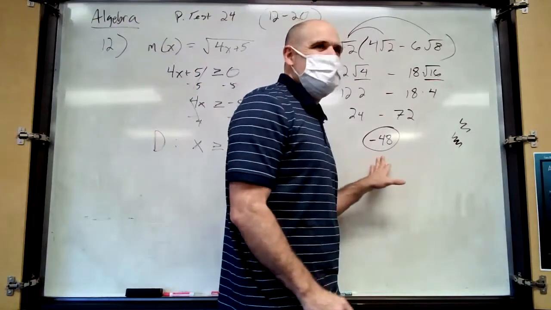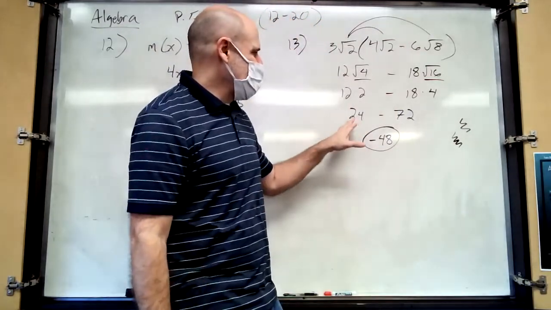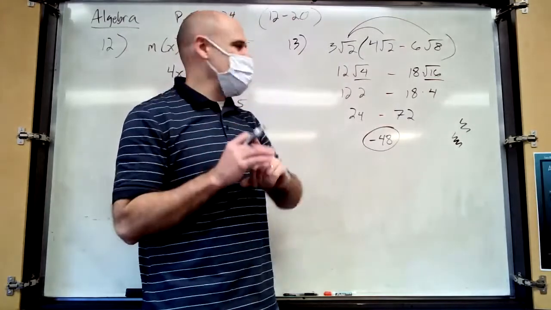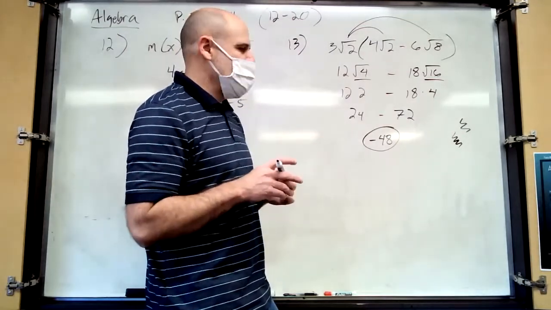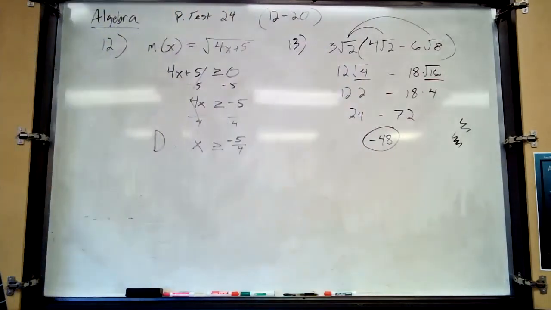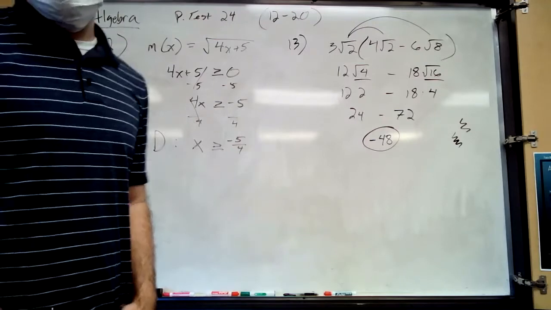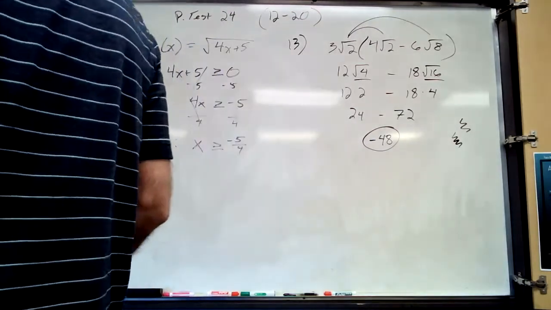Now, this worked out nice because all the radicals canceled. But remember, if you are stuck with the radical, you can't just cancel it, okay? Just make sure it's simplified. There's no perfect squares hiding inside of it. All right, you guys good with 12 and 13? All right, let's try 14.